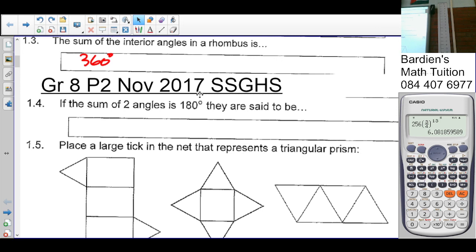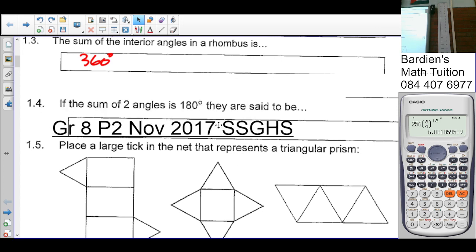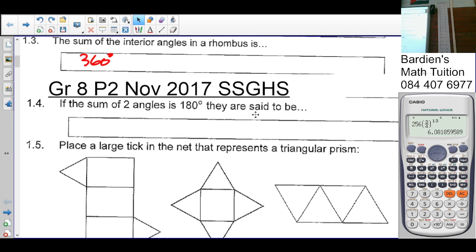If the sum of two angles is 180, they are said to be supplementary. If they add up to 90 degrees, they would have been complementary. Okay.